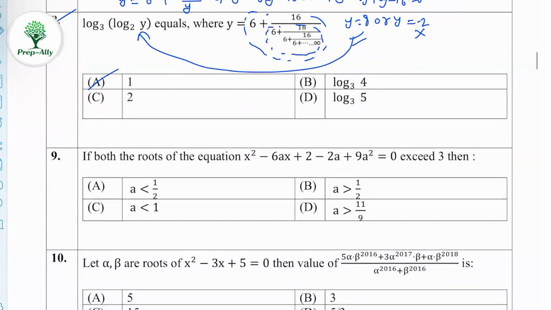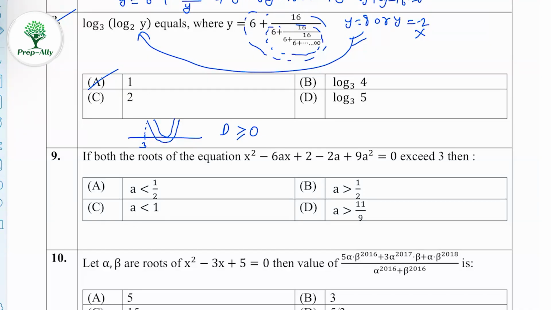Okay. If both the roots of the equation exceed 3, so first of all, coefficient of x square is positive. So graph will be like this. Exceed 3, so both roots are greater than 3. So the first condition will apply: D should be greater than or equal to 0. This graph can also be possible.